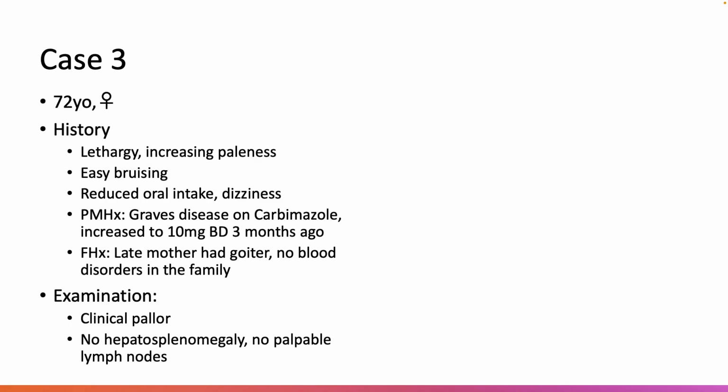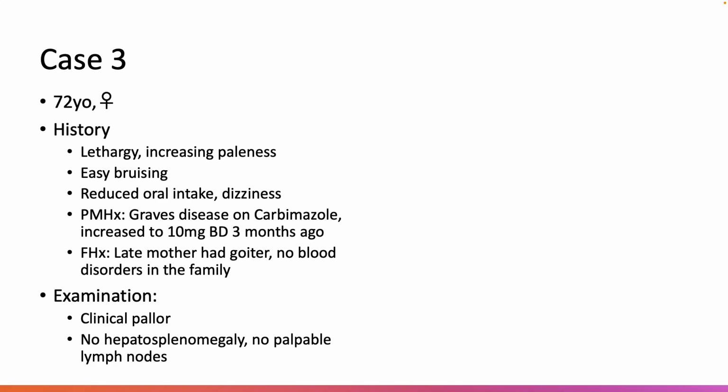Case 3 is interesting. Okay, 72 years old lady, you can see it's all geriatric age group, presented with lethargy, pale, easy bruising, reduced oral intake, dizziness, like a symptomatic anemia kind of picture. Also has past medical history of Graves' disease on carbimazole. Recently, the GP increased the dose of carbimazole from 10 mg once a day to 10 mg twice a day 3 months ago. And family history, there is strong family history of thyroid goiter, but no blood disorder. And on examination, she's pale, but there's no hepatosplenomegaly, no palpable lymph nodes.